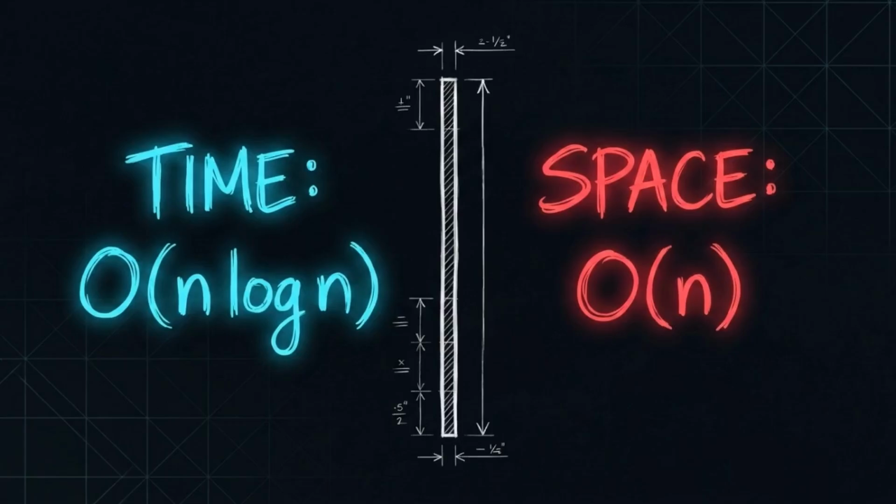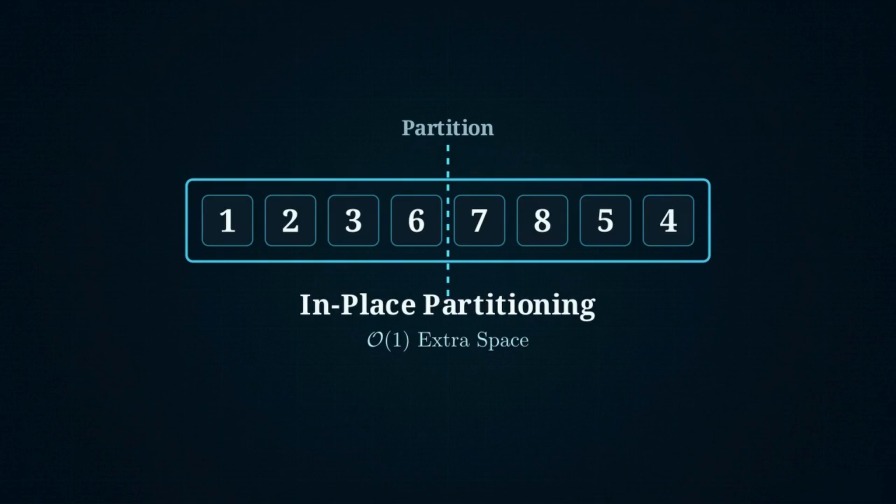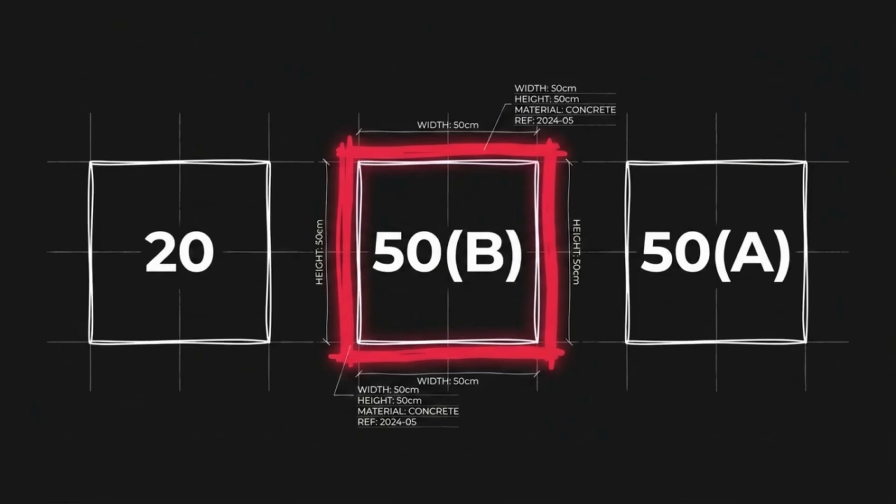This leaves us with an engineering challenge. Is it mathematically possible to achieve linearithmic time without paying the spatial penalty? By replacing the external merge phase with an internal partitioning technique, we can eliminate the memory overhead entirely, if we are willing to risk mathematical stability. That is the architecture of quicksort.